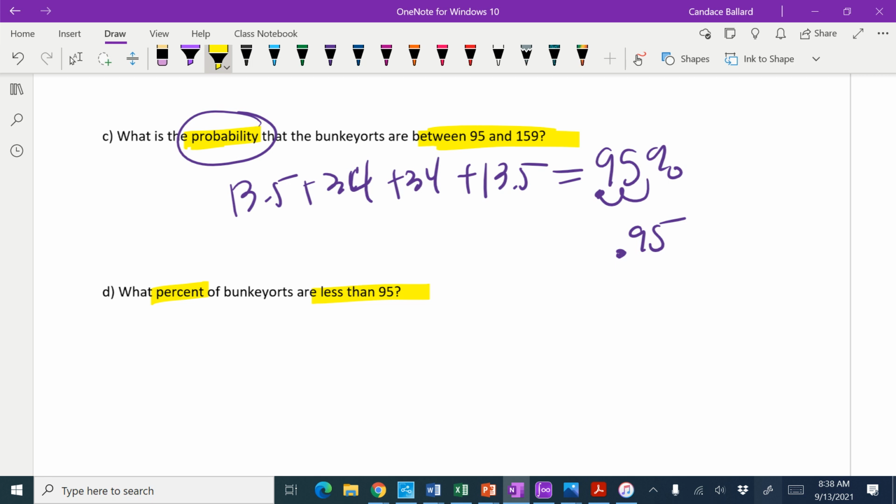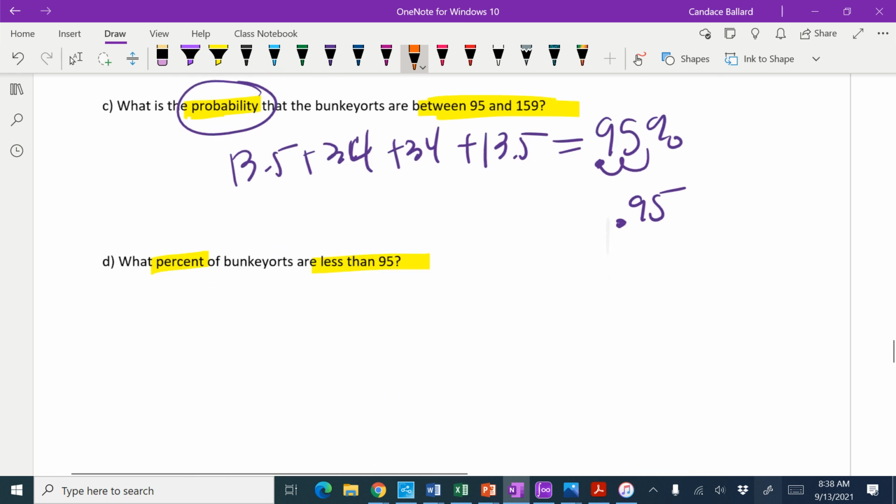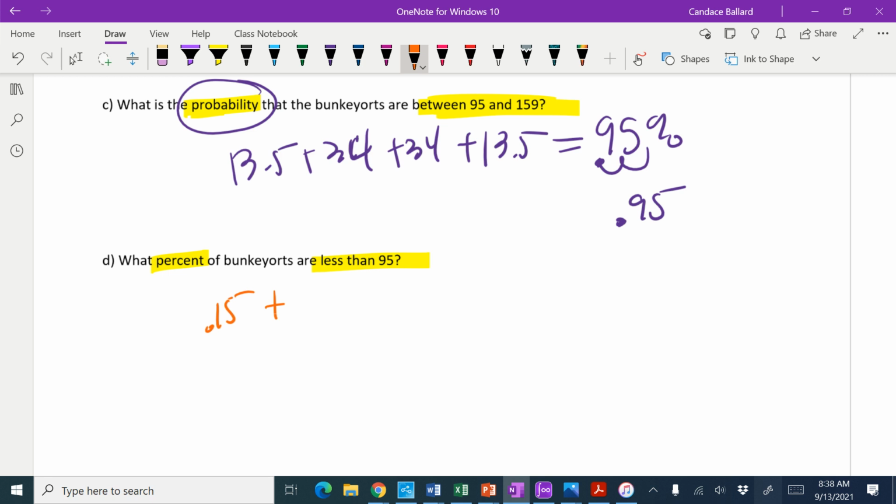Okay. So let's go back to my nice little chart here. Less than 95 is going to be here, right? And down. So I'm going to add the 0.15 and the 2.35. What do you get? 2.5%. Do I have to change it? No, because it says percent. Are we feeling better about this, I hope? Yes. Okay. We 100% on this part.